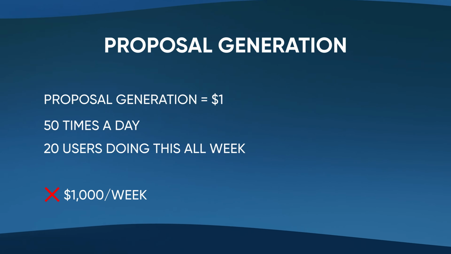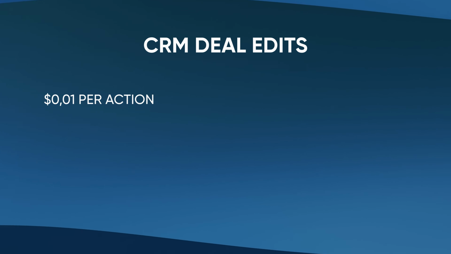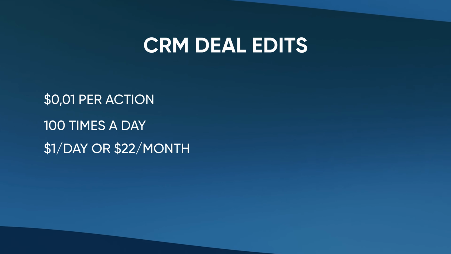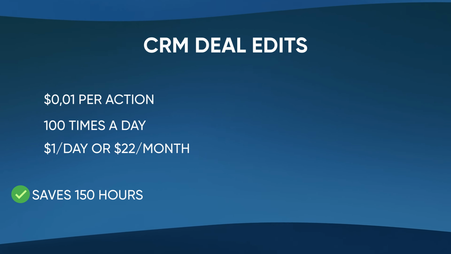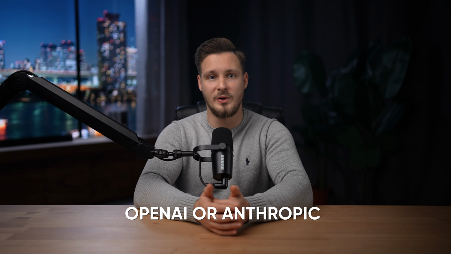That's insane. But if upgrading a CRM deal costs you $0.01 per action and users do it 100 times a day, you're looking at $1 a day or about $22 a month. And if that saves your users 150 hours, that's a no-brainer. Your job is simple. You need to understand what you'll be paying OpenAI or Anthropic to run the thing.